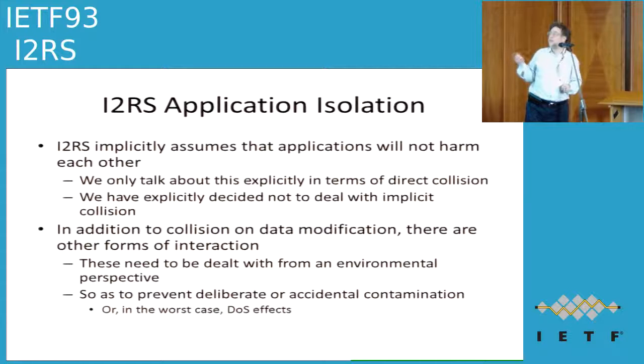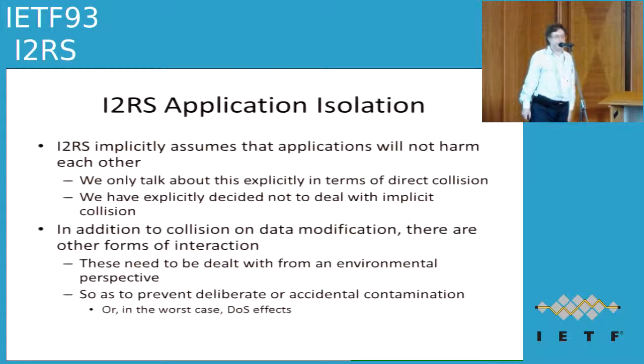And we have all sorts of discussion in the document about direct collision and application interaction, but we don't really spell it out from the point of view of the applications, from the environmental point of view. And among other things, this gets back to DOS effects. You don't want one application's activities denying service to another application or the underlying network. We've tried to define things like the collision mechanism to at least reduce the likelihood of this. But there are things you have to do deploying your applications paying attention to this.